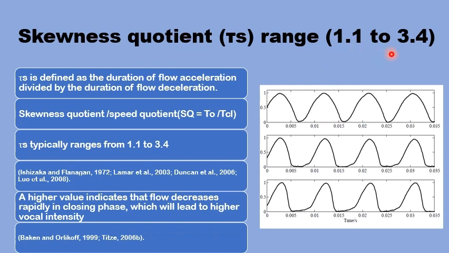A higher value than this would indicate that the flow decreases very rapidly in the closing phase, which will lead to a higher vocal intensity. This is usually related to hyperfunctional dysphonia.